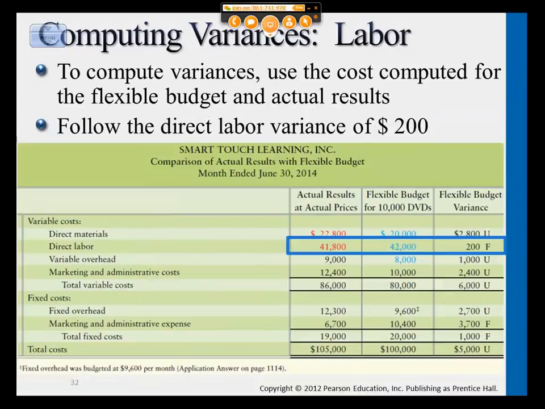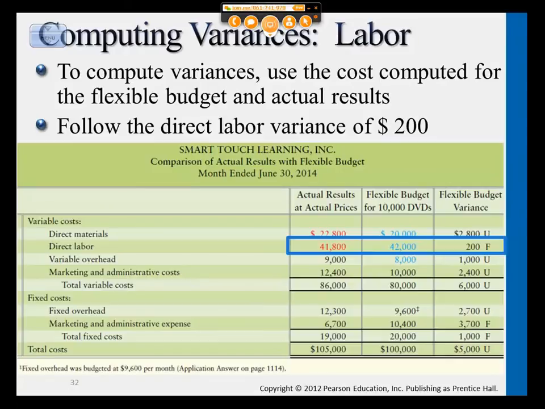So let's look at the labor. How are we going to compute the variances for the labor? We're going to use the cost computed for the flexible budget and actual results. How did we get this difference of 200, and why is it favorable? We see that direct labor is at 41,800, which we just calculated, and 42,000. We just calculated all of it a couple slides ago, right? So the flexible budget is greater than the actual.